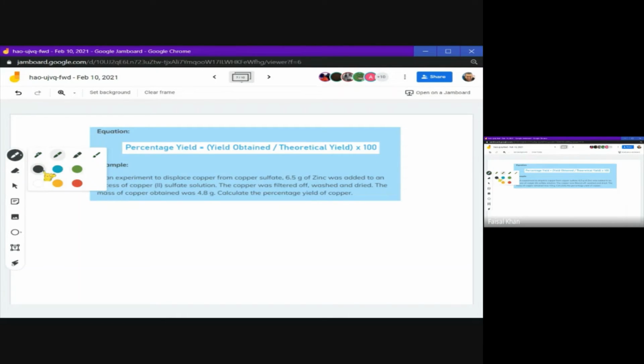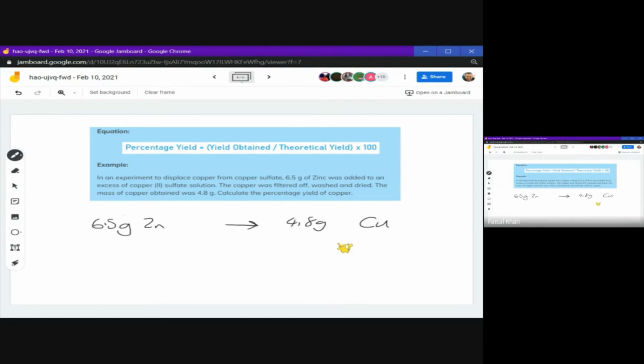All right, basically what's happening is this. You're displacing copper from copper sulfate. It's just a displacement reaction. You start off with 6.5 grams of zinc. You add it to an excess of copper(II) sulfate. The copper was filtered off, so you're actually going to make a certain amount of copper. The copper was filtered off, washed and dried. The mass of the copper obtained was 4.8 grams. Immediately, your chemist's brain should start to be thinking, how many moles of each have I actually got?